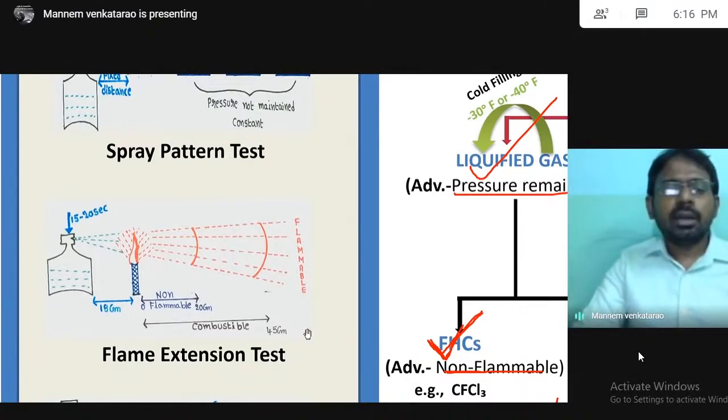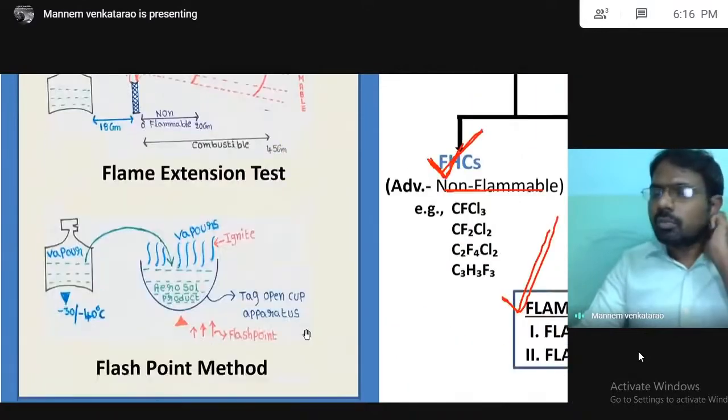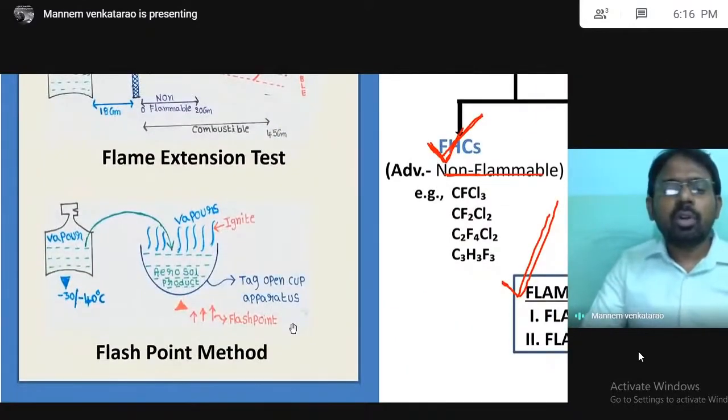And next one is the flash point method. This is most important. Here you remember three important points. One is, what is the definition of flash point? Second, what is the instrument used to measure the flash point? Third, based on flash point, how can you say whether it is flammable, combustible or non-flammable? For this, observe.